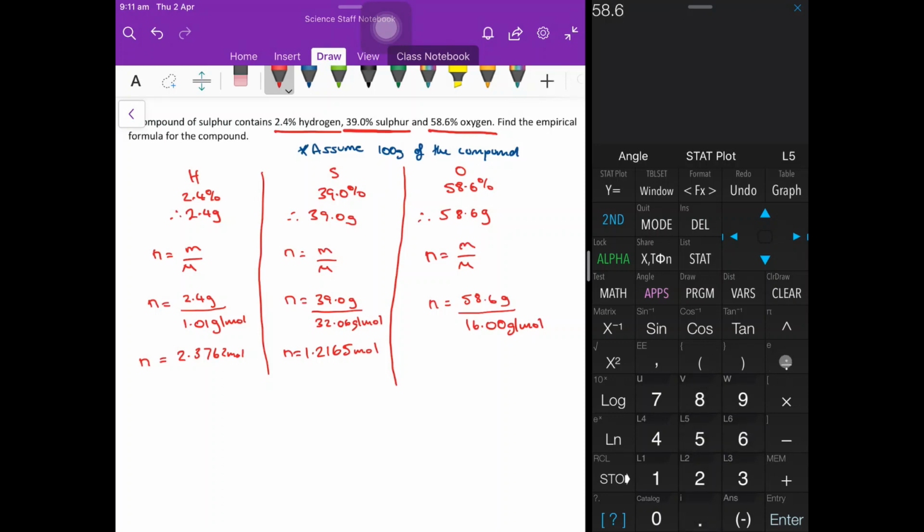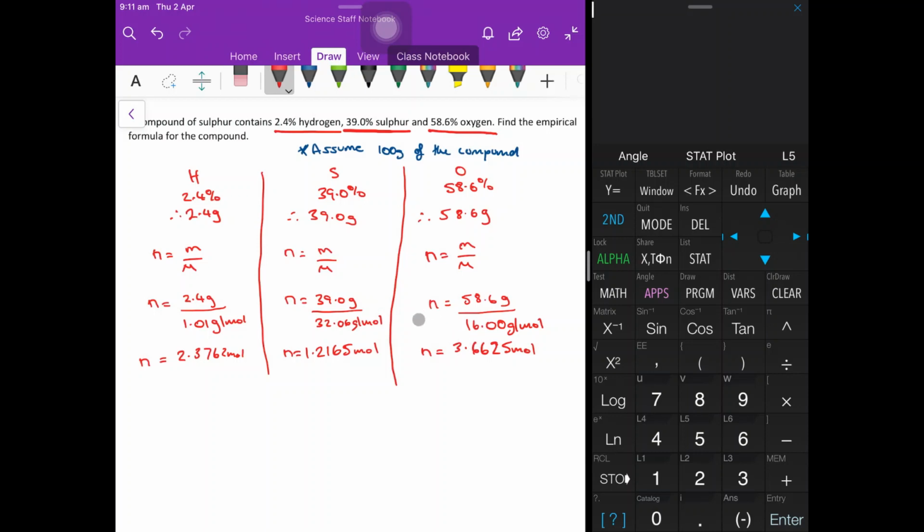So let's go and do this calculation. 58.6 divided by 16.00. Number of moles, therefore, is equal to 3.6625 mole. Great, so now we've got the number of moles of hydrogen, the number of moles of sulfur, and the number of moles of oxygen.